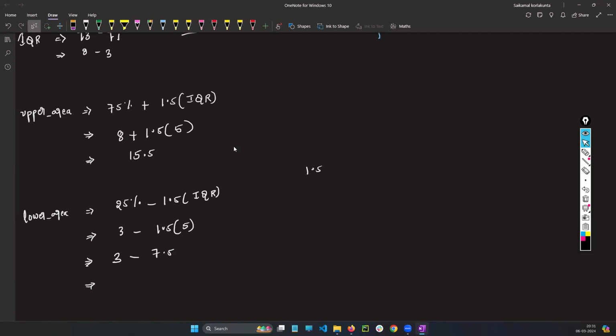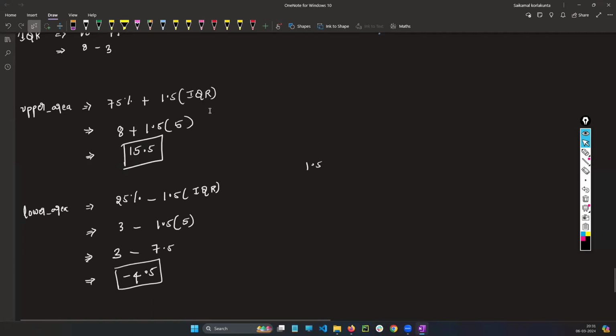Okay. Then you solve this one. 3 minus 7.5, how much? Minus 4.5. Okay. So this is the result and this is the result. Come on. Now everyone, please note down the values.